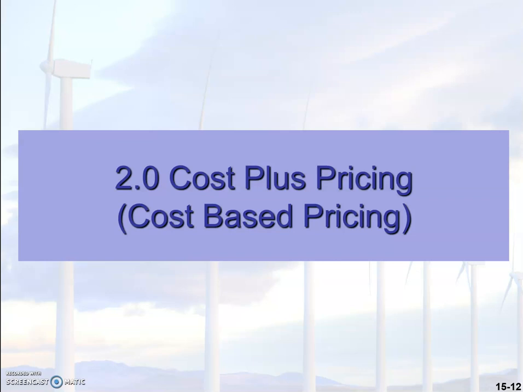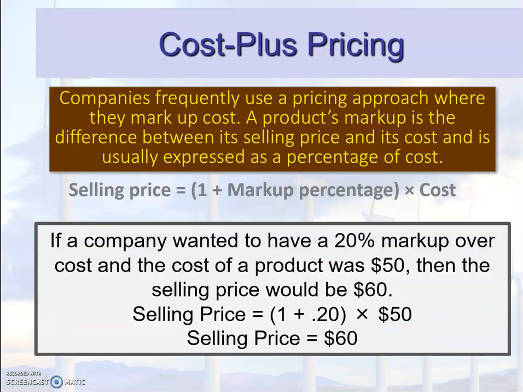In this video, I am going to share with you the second method to set a price, which is cost plus pricing. This method is also known as cost-based pricing. Cost plus pricing simply adds the markup percentage to the cost. For example, if a company wanted to have a 20% markup over cost and the cost of a product was $50, then the selling price would be $60.